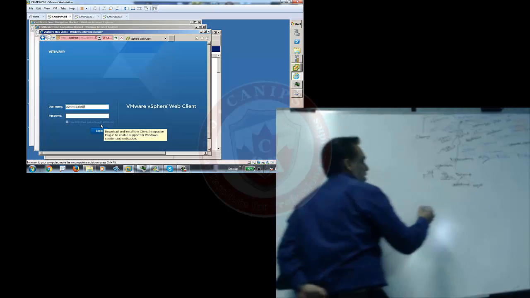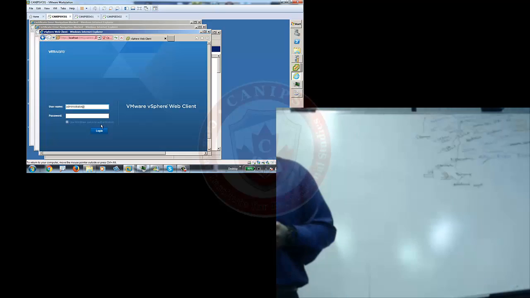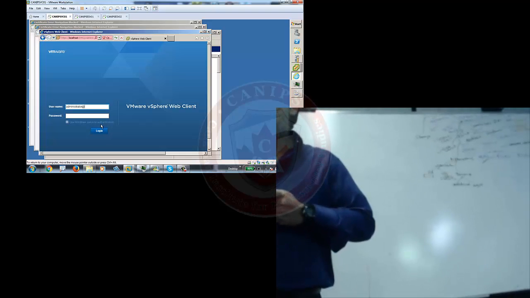Question? Yes. VDS is a vSphere distributed switch. Were you there in the last lecture? Oh, you missed it. We spent 2 hours on this, and it was very, very important. So VDS, for now, just a quick explanation. VDS is used to manage multiple switches at the same time.